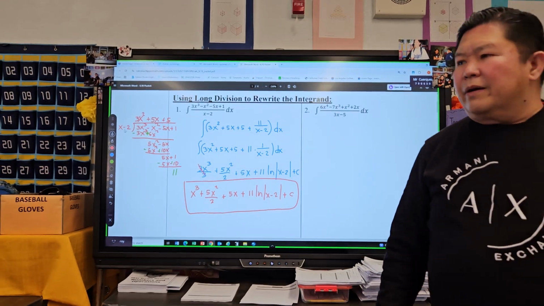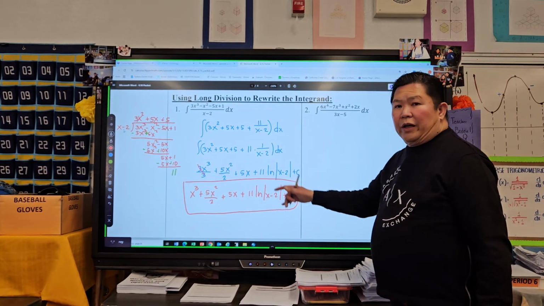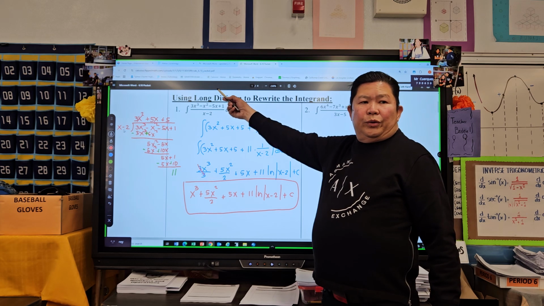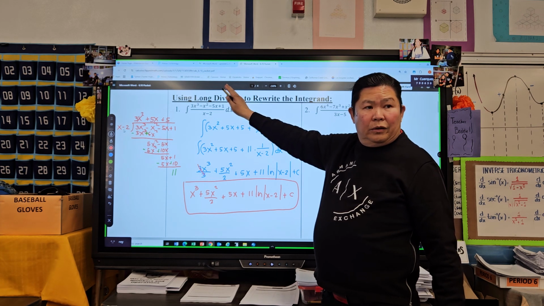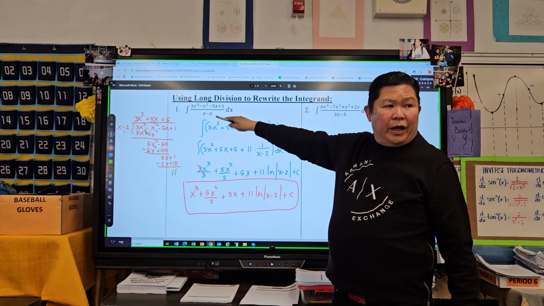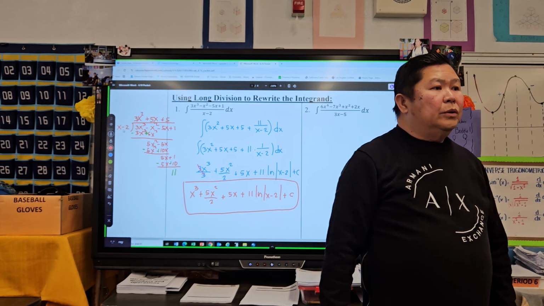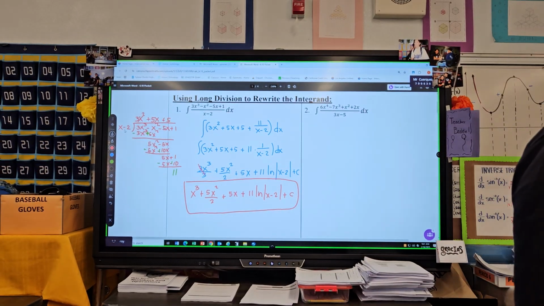Please feel free to ask questions. So again, oftentimes when you encounter this where the numerator is longer or bigger compared to the denominator, you're gonna do division. You divide first, okay?